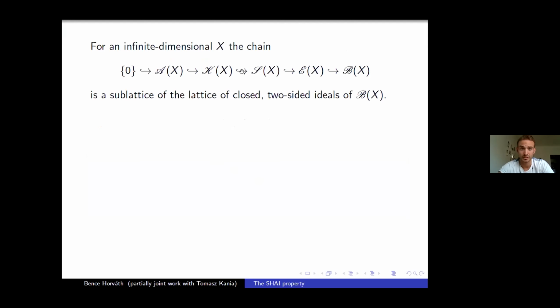This may or may not be. This is the strictly singular operators. This again may or may not be, and this is a strict inclusion.